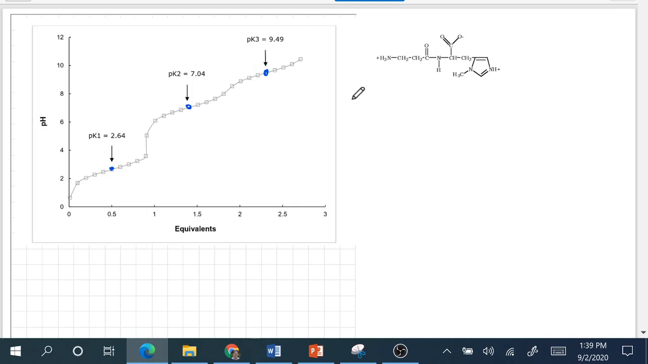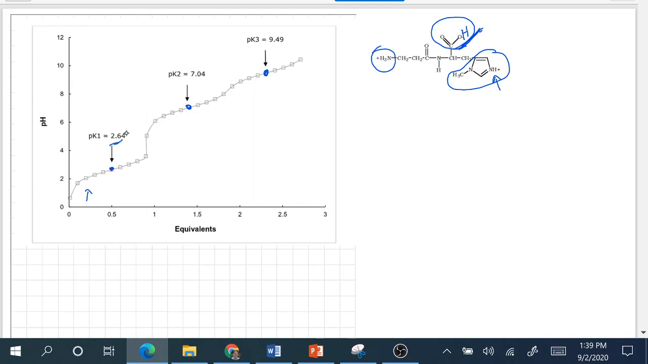So if we are at low pH, so pH less than 2.64, then all 3 of the ionizable groups will be protonated. So those ionizable groups are the carboxylate group here, the imidazole group here, where this hydrogen is acidic, and the amine group here, where this hydrogen is acidic. So we can draw the reaction and the associated pKa. So the first ionizable group is this carboxylate group, and the pKa for that group is 2.64.